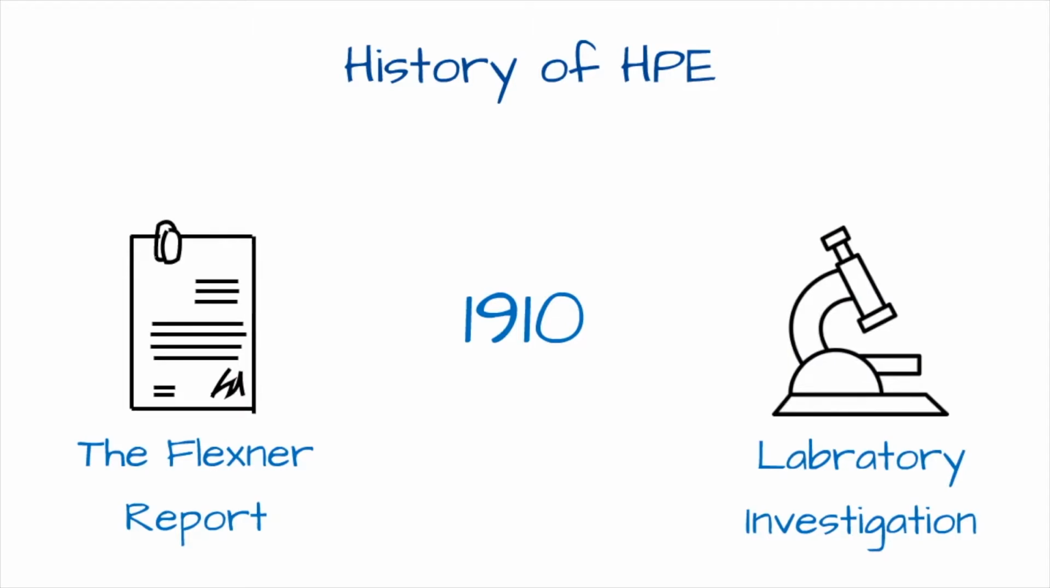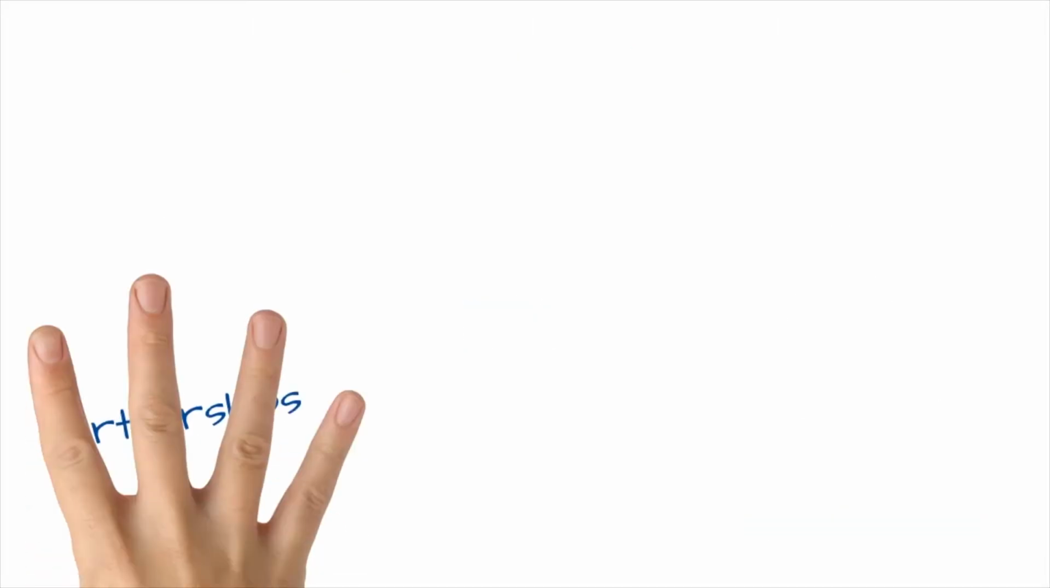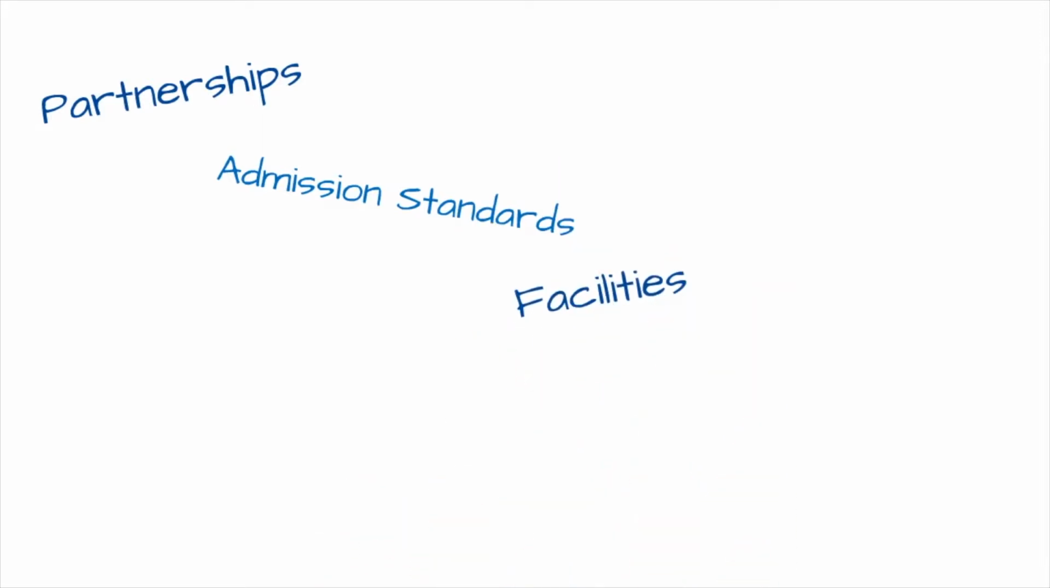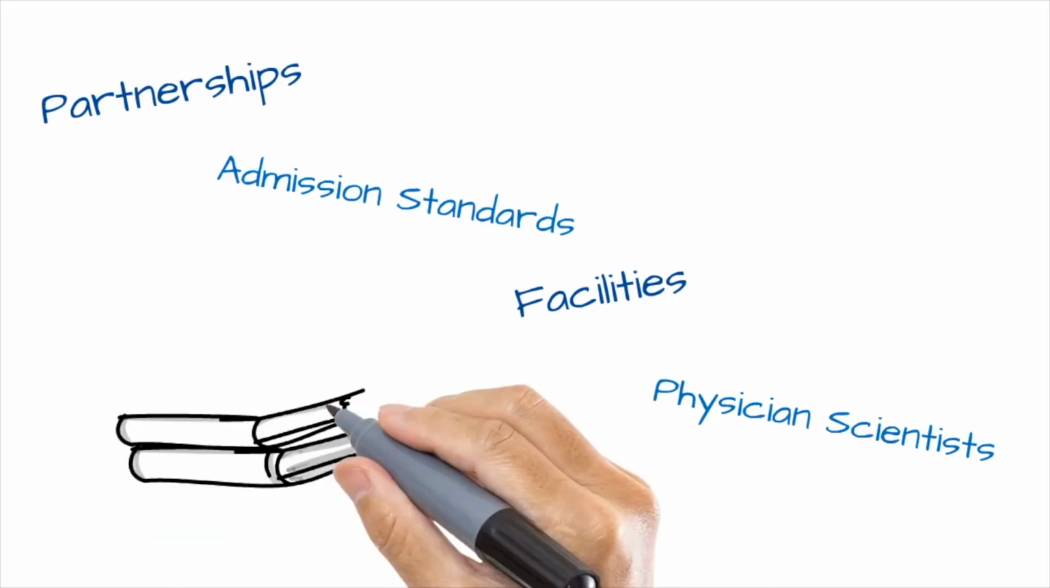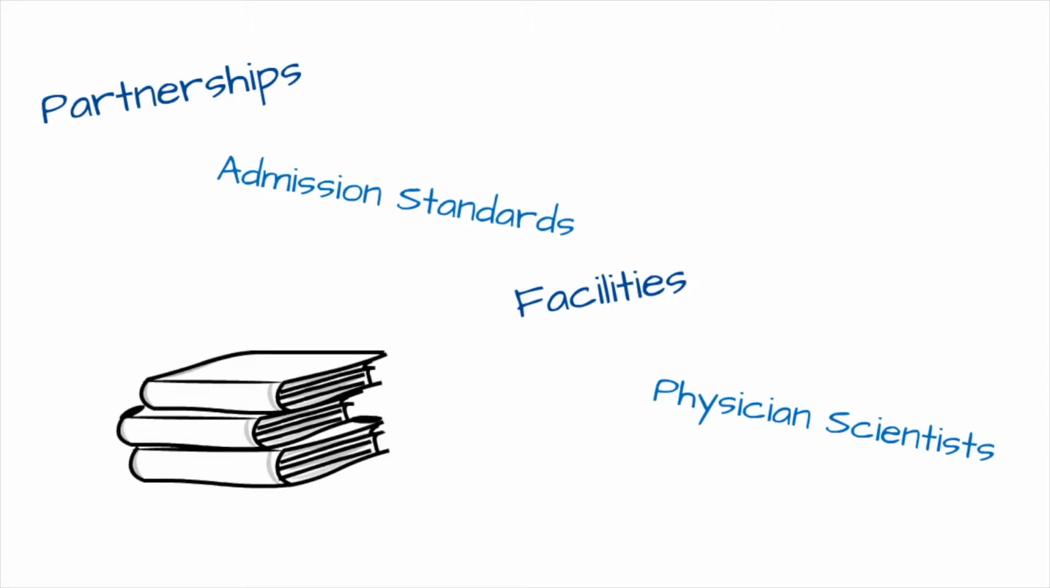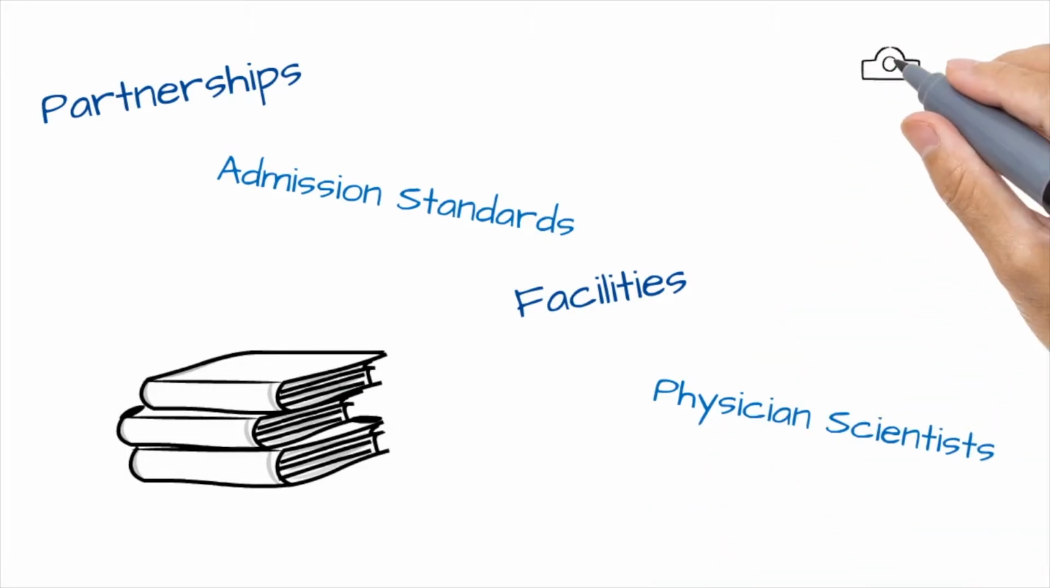This report advanced the ideal of medicine as a scientific discipline and established the foundations of evaluating the quality of medical training in the U.S., focusing on clinical partnerships with hospitals, admission standards, physical facilities such as labs, and instruction by physician scientists. The Flexner Report established the first set of criteria for medical education standards, leading to future accreditation requirements and licensing laws, and linking health professions education standards to quality improvement in patient care.